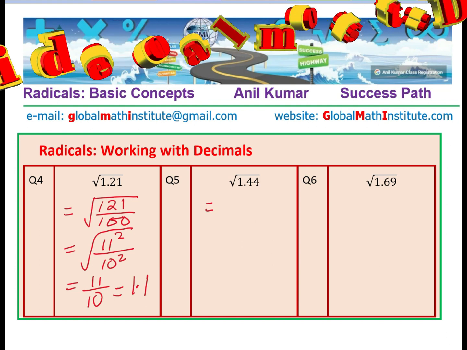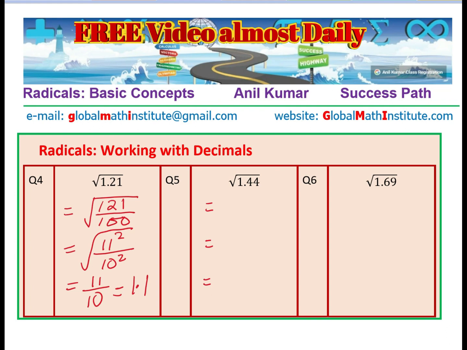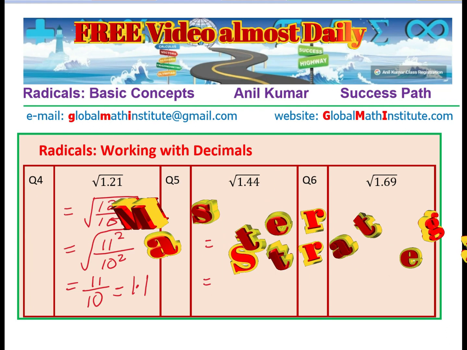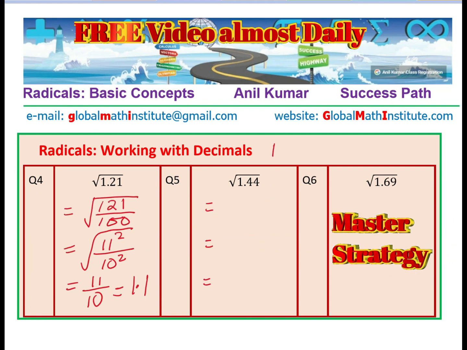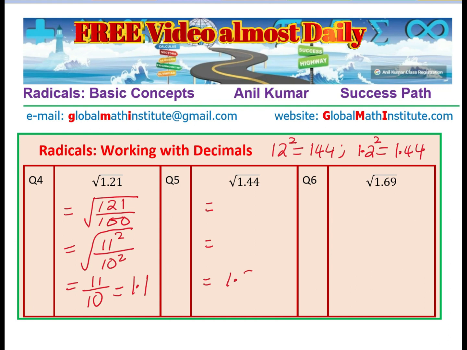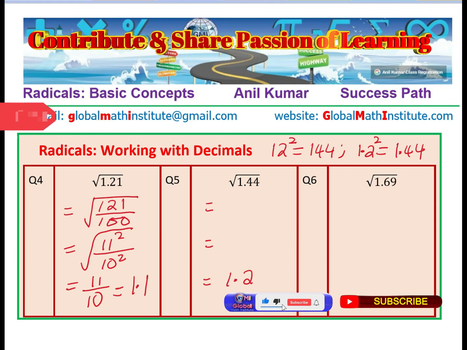Similarly, try to follow these steps and get the solution for square root of 1.44. Well, you know that 12 square is equal to 144, correct? And therefore, 1.2 square should be equal to 1.44. So that could be a logic thinking, correct? So you could get your answer as 1.2 in this particular case, right? Easy? So we made it so simple.